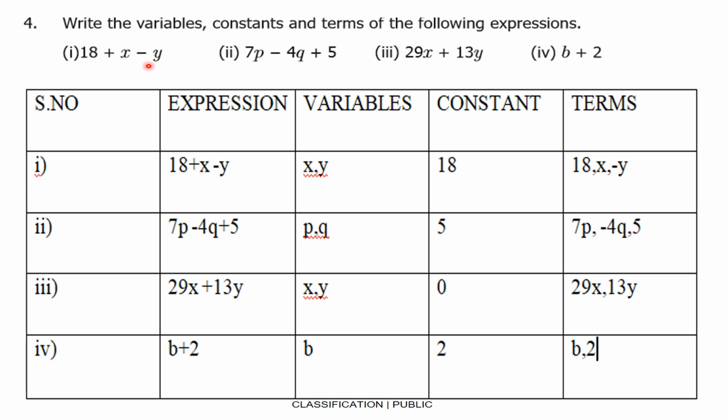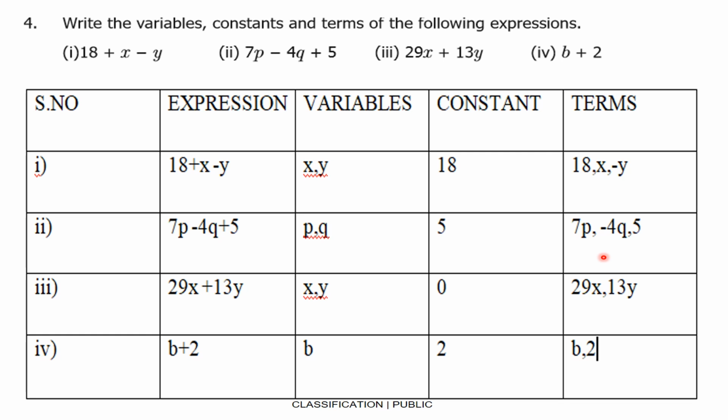Next, given an algebraic expression, we have to write the variables, constants and terms. Here the expression is 18 plus x minus y. What are the variables here? x, y. Constant 18. So the terms are 18, x, minus y. 3 terms are there. Next question. 7p minus 4q plus 5. What are the variables here? p and q. Constant 5. And the terms are 7p, minus 4q, 5.